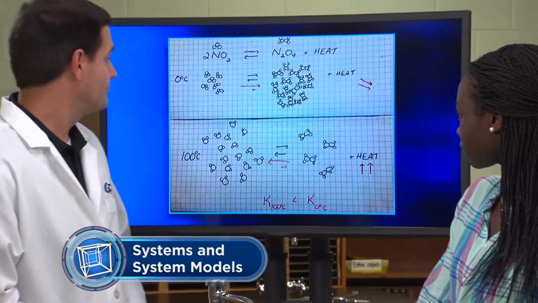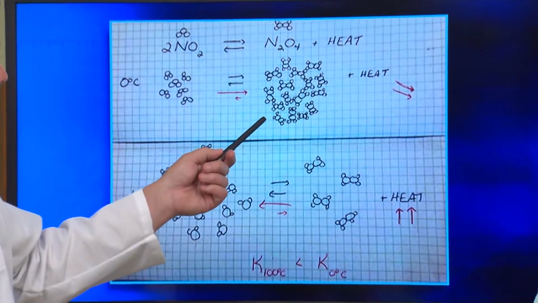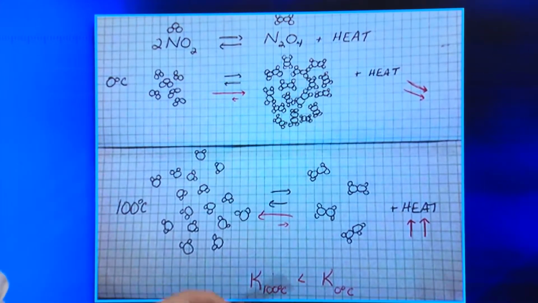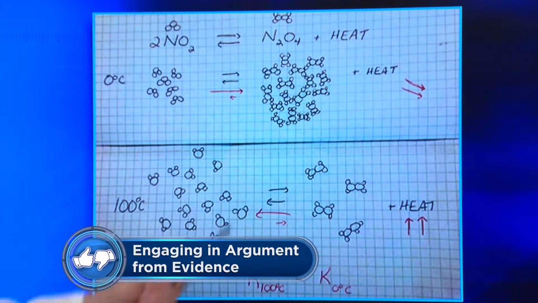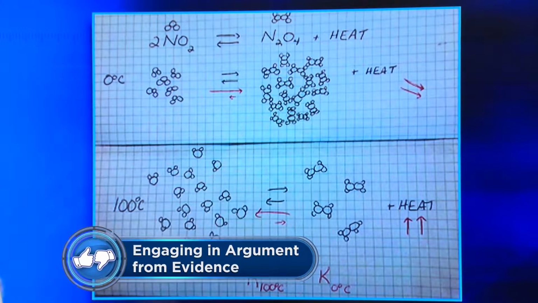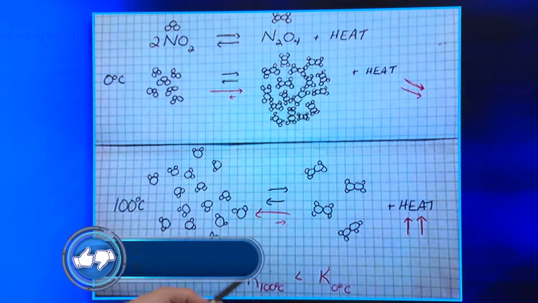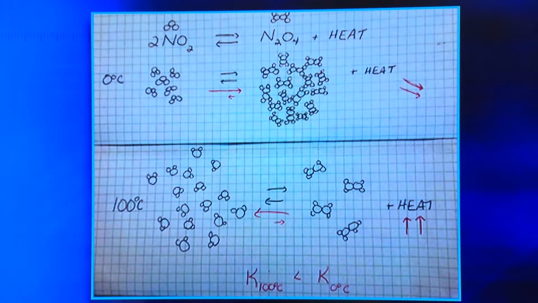Okay, let's see the models that you made. Who would like to go first? That's ours. Our model shows that at cold temperatures, there are more molecules of N2O4, and at high temperatures, there are more NO2 molecules. At negative 79 degrees, we show heat being removed, which shifts the equilibrium towards the product. At 100 degrees Celsius, more heat is being added, which makes equilibrium shift towards the reactant.